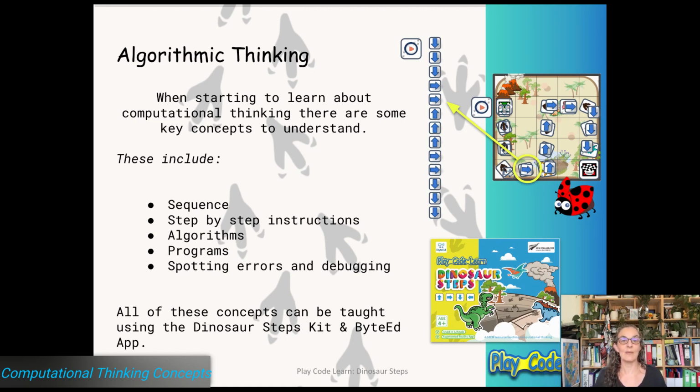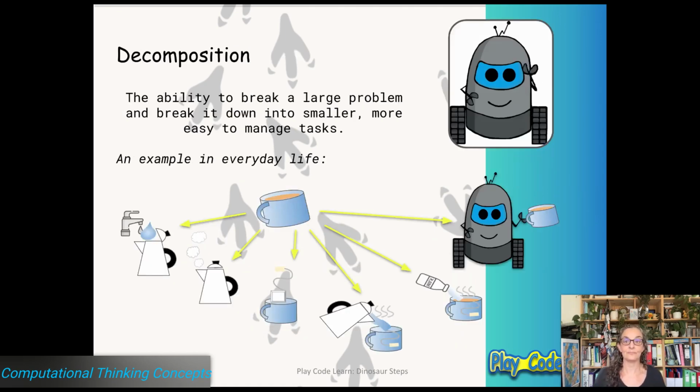As you can see on the example, we have an algorithm. This is a written set of instructions that are very precise, very logical, and in the correct order. They also need to know what a program is and the difference between an algorithm being written for humans by humans, and a program, being written by humans but for a computer. And they also need to develop their problem-solving skills by spotting errors and what we call debugging, so solving the problems. All of these different concepts can be explored using the Dinosaur Steps kit.